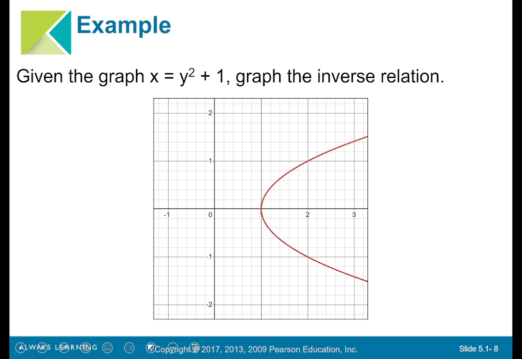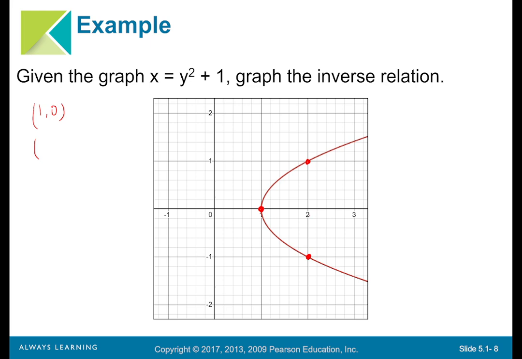So let's see what it looks like if we don't immediately see what the inverse looks like. We're going to want to graph, given the graph x equals y squared plus 1, the inverse relation, and hopefully the inverse relation is a function here. So we're going to start by picking up some points. So I notice I can pick up some very clean points here on the graph where I have 1, 0.